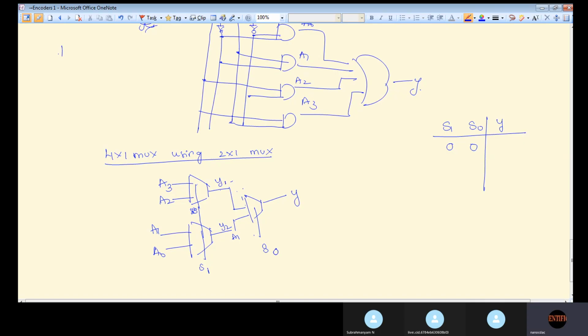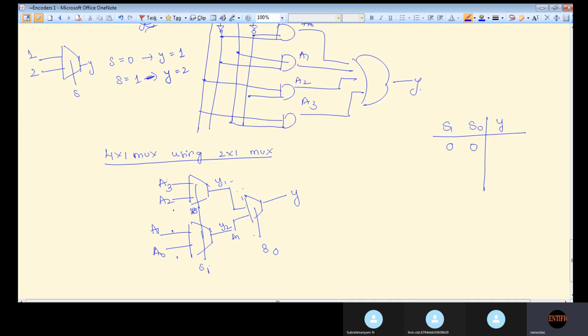Y1 Y2. Now for the 2 by 1 mux, let me explain briefly. Input 1, input 2. If S is equal to 0, then input 1 is the output. If S is equal to 1, then input 2. So S equal to 0 gives Y equal to 1, and S equal to 1 gives Y equal to 2, meaning first input and second input. Now you know A3 is the first input, A2 is the second input, A1 is the first input, A0 is the second input.